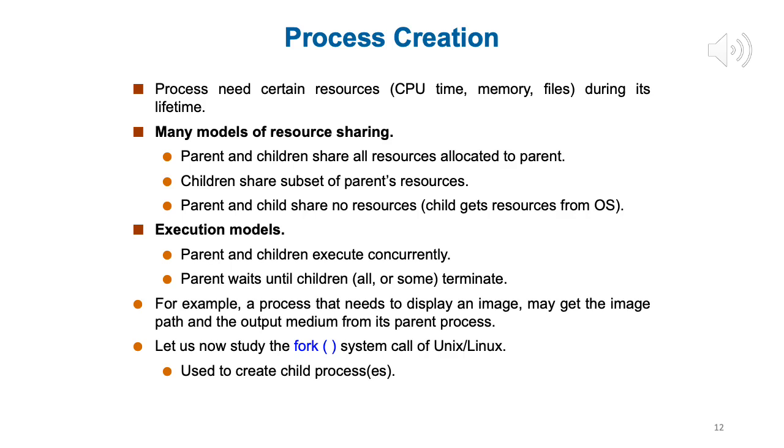So essentially, even in terms of execution, you can have different models. One model is both the parent and child run concurrently, right? Perhaps on different CPUs. Another model is, once the child is created, the parent waits for the child to finish execution, and then it resumes execution. So both cases are possible in your program. You can have any one of these cases depending on your needs, right? For example, a process that needs to display an image may get the image path and output medium from its parent process, right? Till it gets those, it cannot do anything.